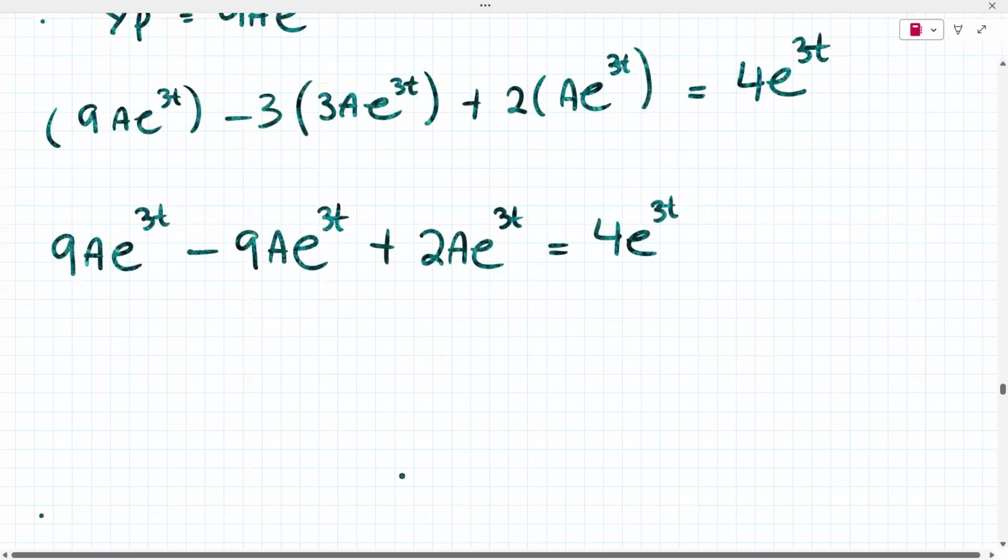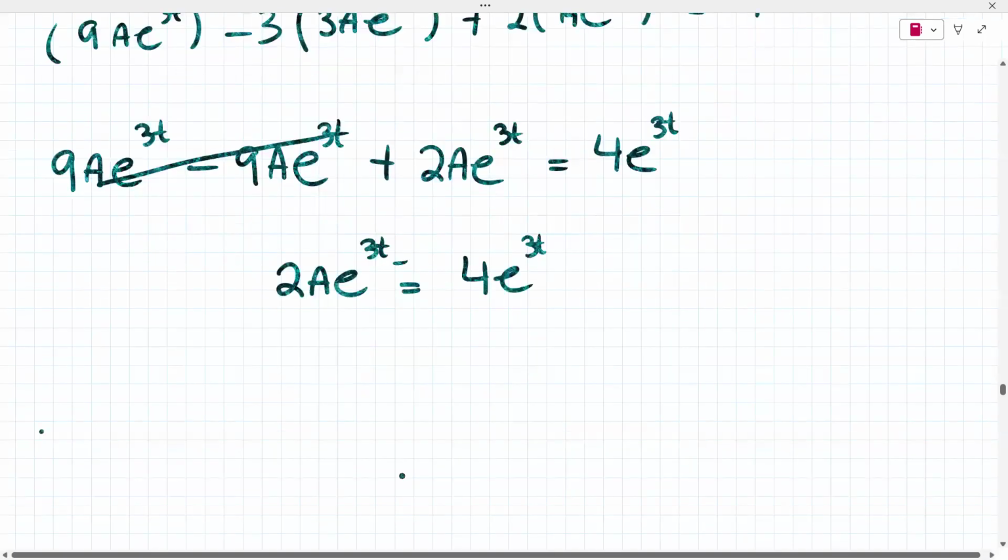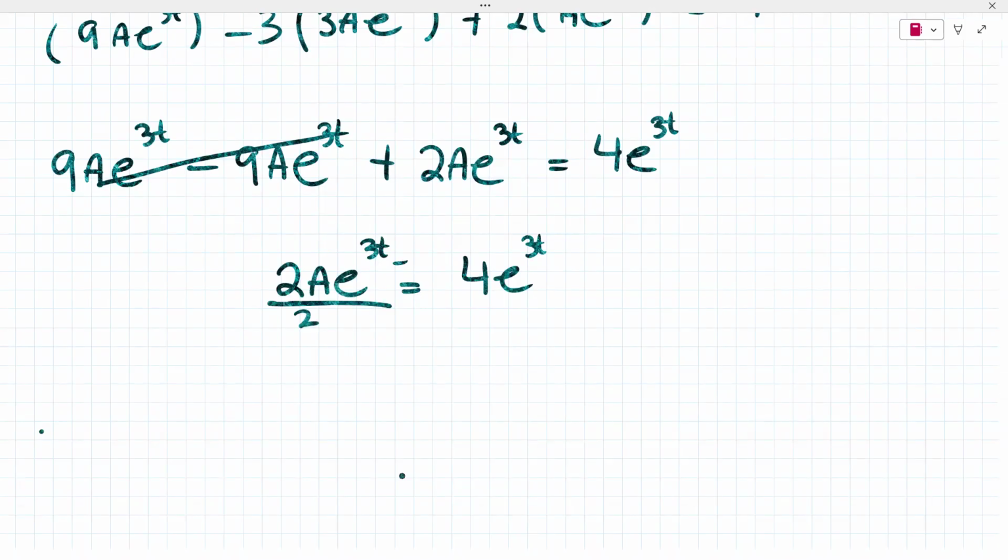What do you see that you can do? It looks like you can cancel this 9ae to the 3t, right? This cancels, so now you're left with 2ae to the 3t equals 4e to the 3t. And then just go in and solve for a. So divide by 2, or solve for a. Get rid of this 2, and then get rid of this e to the 3t. 2 cancels, e to the 3t cancels, so you're left with a equals 2.